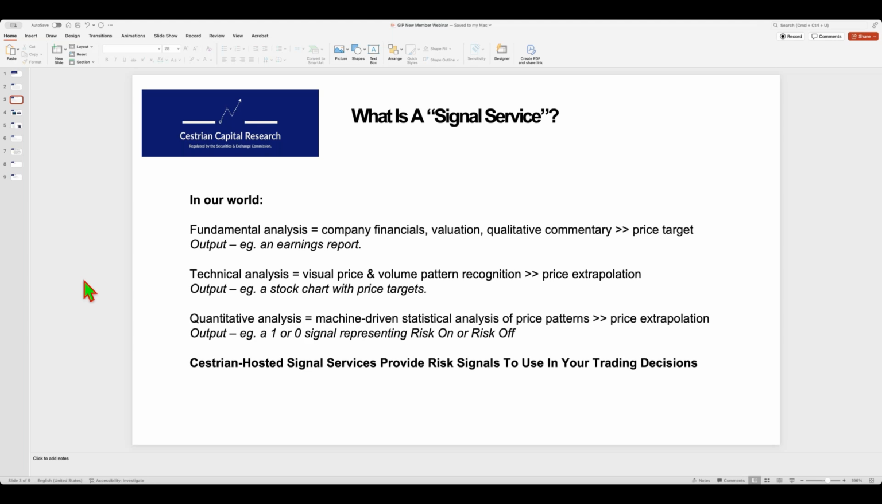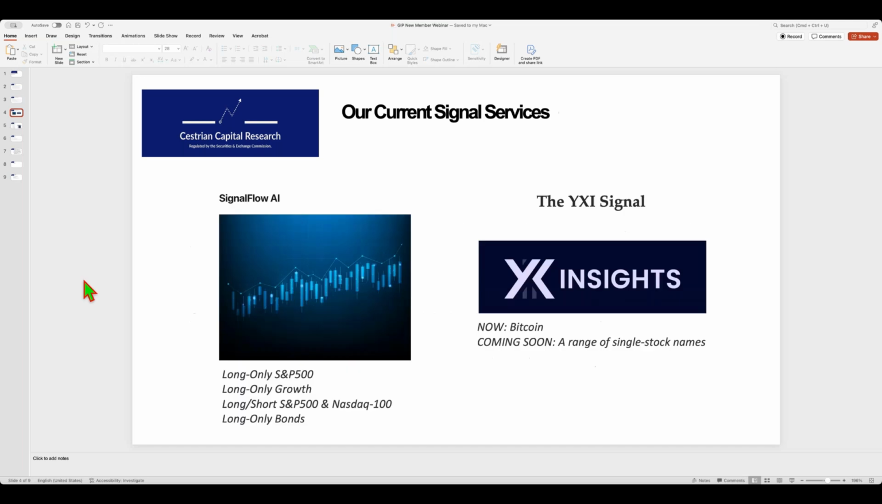and how we intend for our members to use those signals. In essence, Cestrian hosted signal services, they're there to provide risk signals for you to use in your trading decisions. Risk signals to use in your decisions. Now, we offer two families of signal services today, and this is going to continue to expand over time.